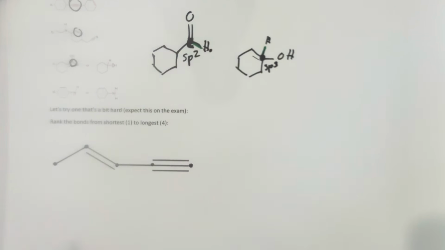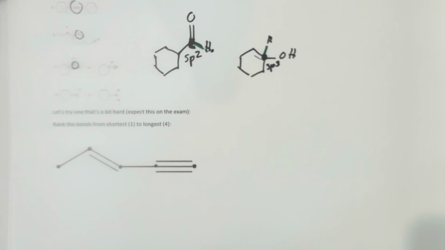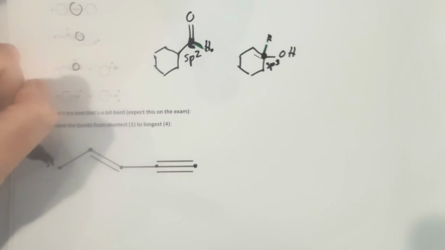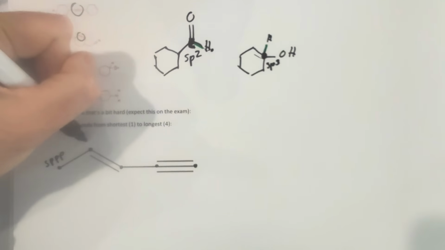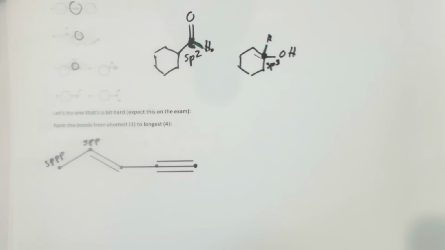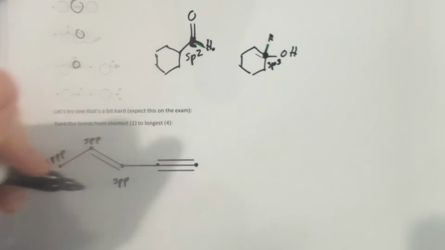You might want to initially say that's the shortest, then this, and then you won't know about those two, right? But here's how you really do each of these. You look at the S character in each of them, and you figure out the total amount of S character in that bond. Here we have a single bonded carbon, which would be sp3. I'm actually going to draw all the S's and P's. This one, with a double bond, would be sp2. This one here, sp2. This one right here only has two things, so it would be an sp. And this one would be an sp.